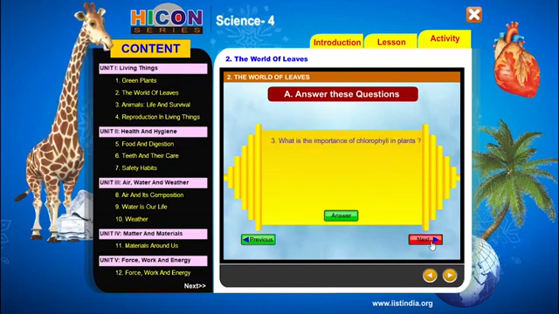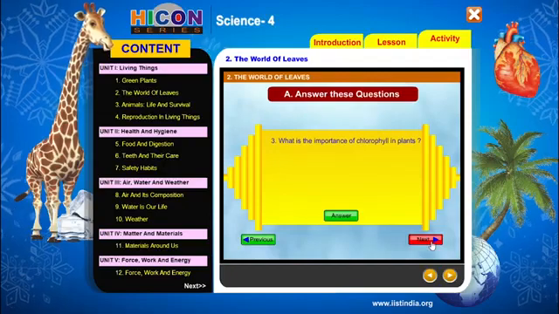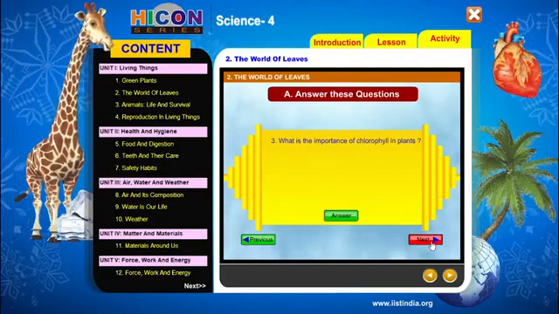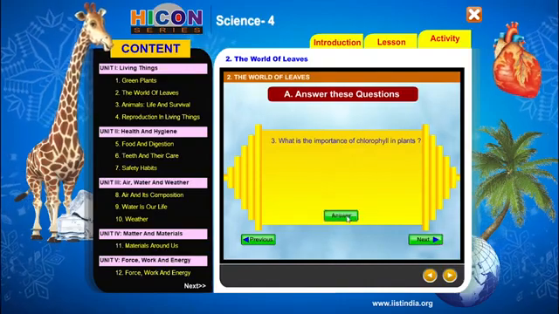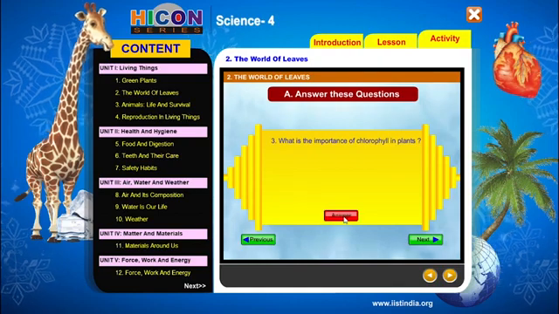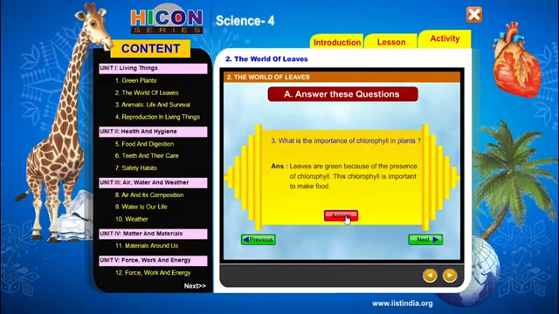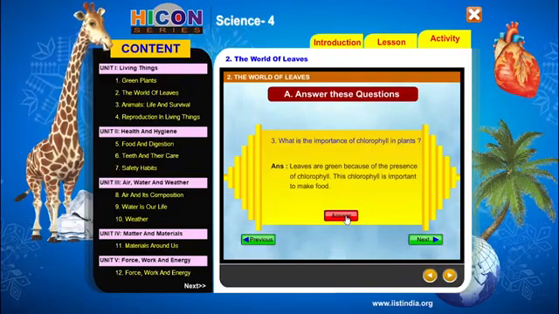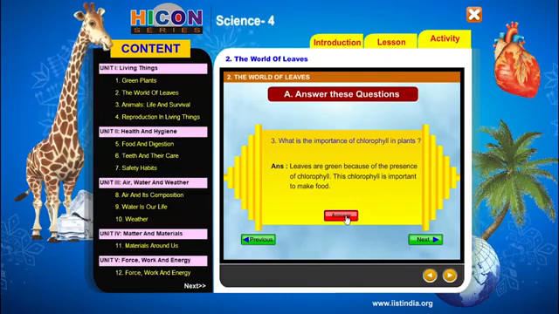So the third question is, what is the importance of chlorophyll in plants? So children, can you write the answer for this question? Try to write the answer. The answer is, leaves are green because of the presence of chlorophyll. This chlorophyll is important to make food.